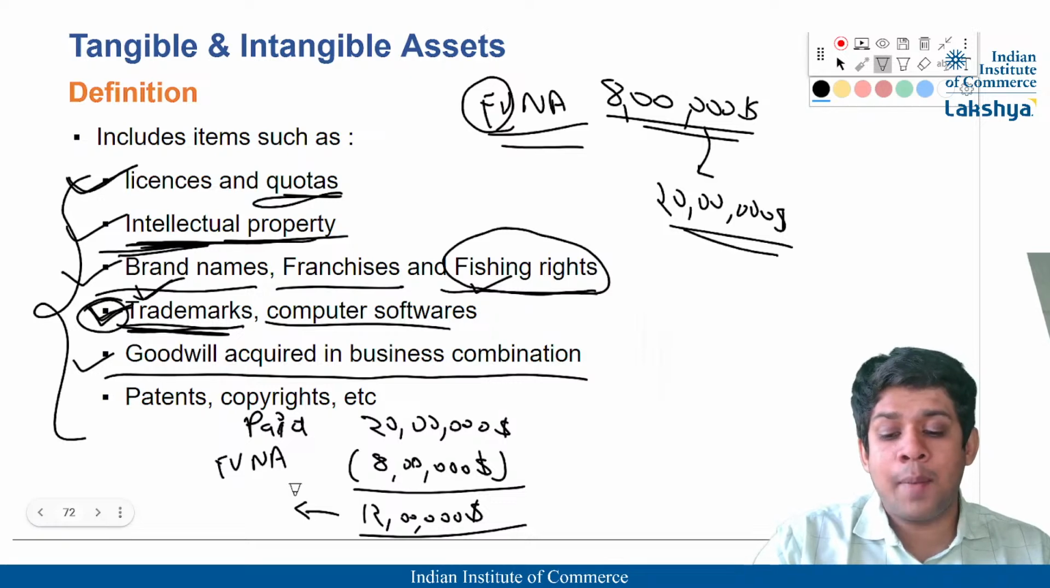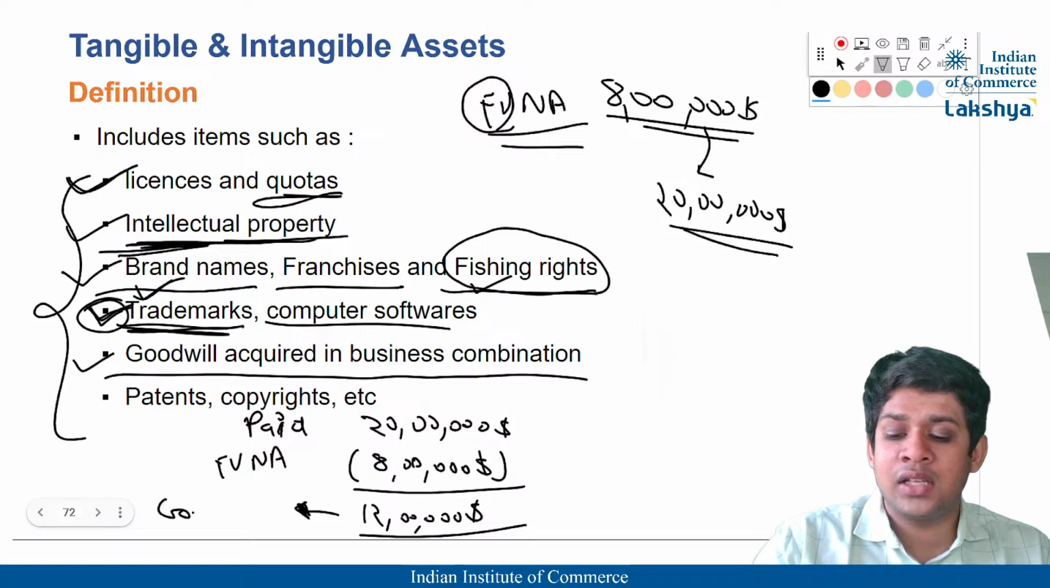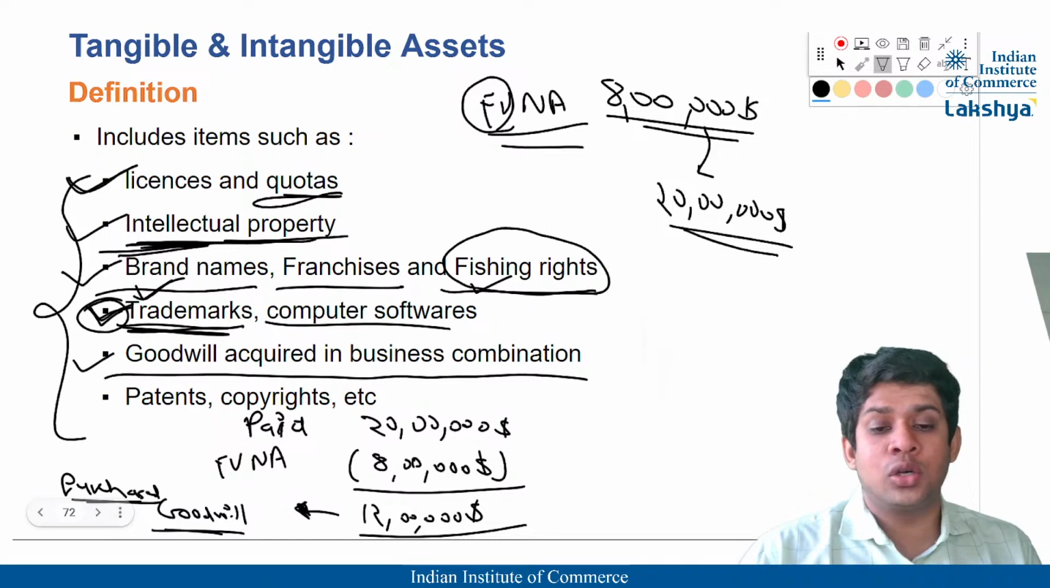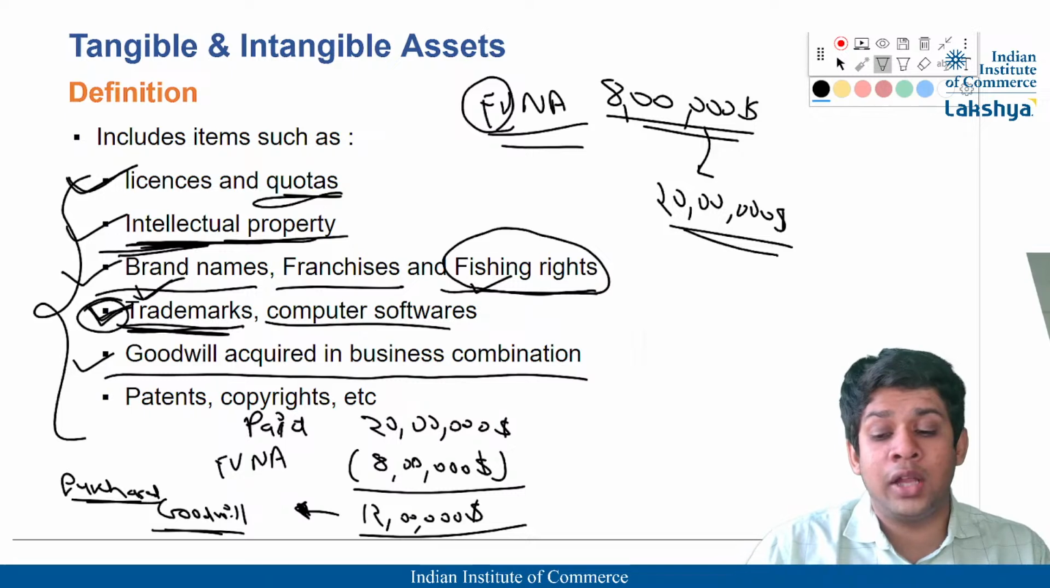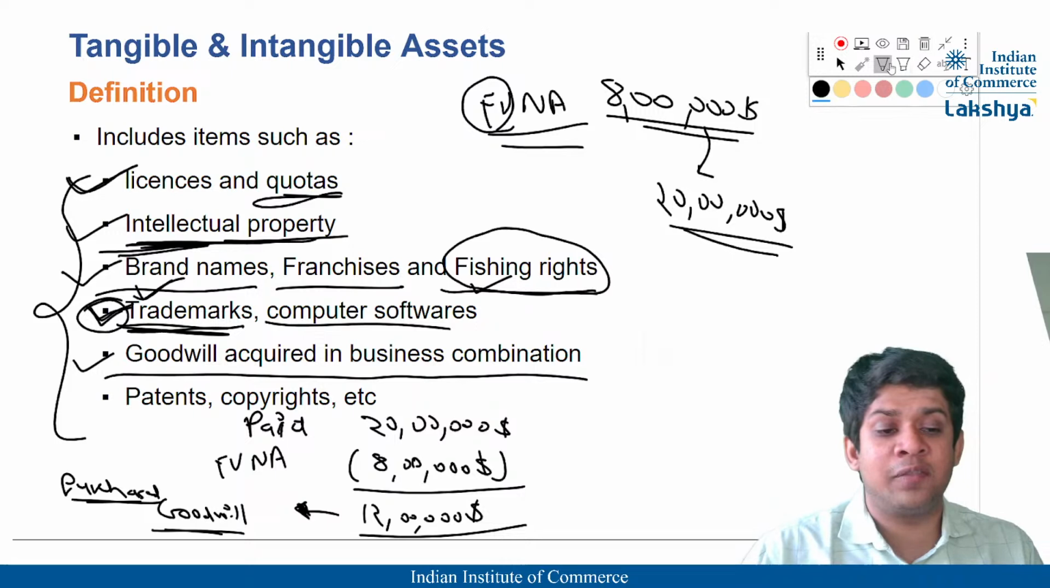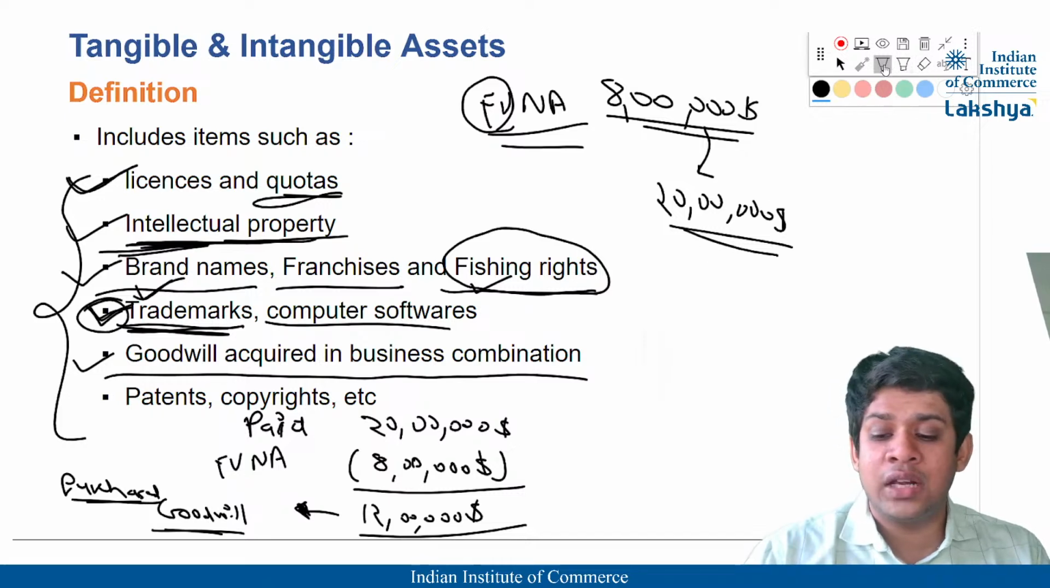right? This is the amount which is paid over and above the company's net assets and is the reason why this is known as goodwill. Okay, and specifically known as purchased goodwill. That means this is the goodwill that I have paid for acquiring another company at the time of purchase, over and above the company's net assets, and that is considered to be goodwill. Only this goodwill is recognized within the financial statements.